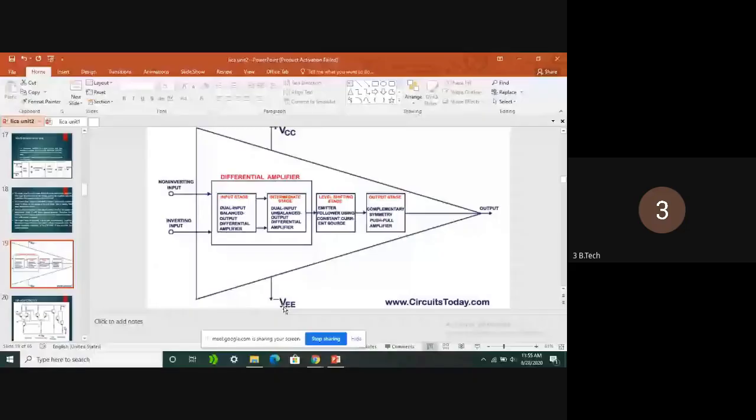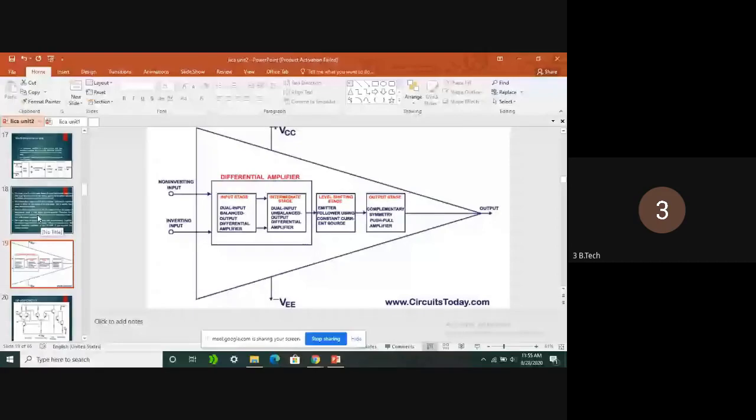Or else if you are giving 10 volts here, we should give minus 10 volts here. If we are giving 11 here, we should give minus 11 volts here. That is, negative polarity we need to connect here and positive polarity we need to connect to VCC. So the power supply can vary from 5 volts to 22 volts.